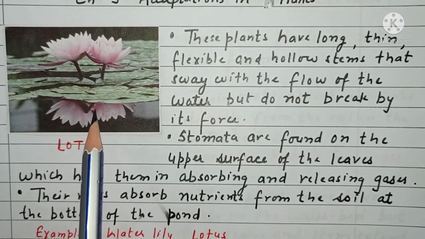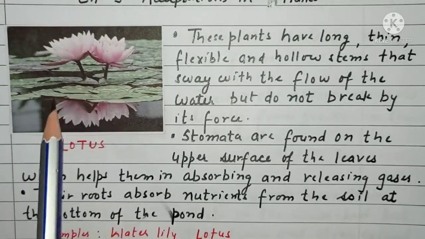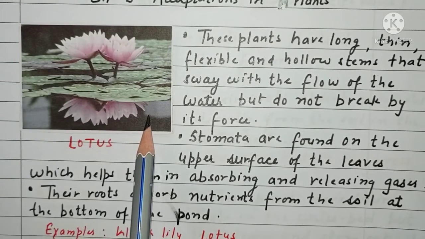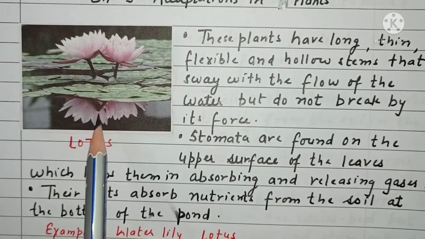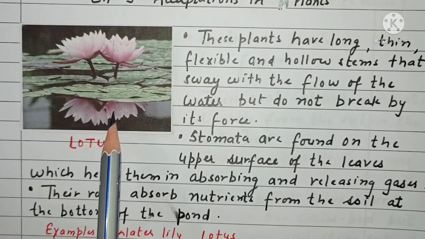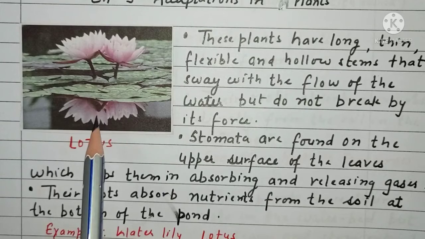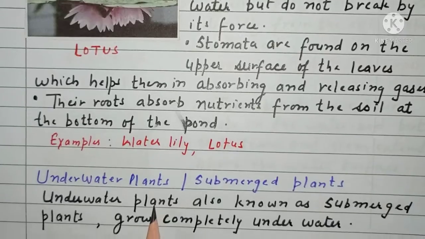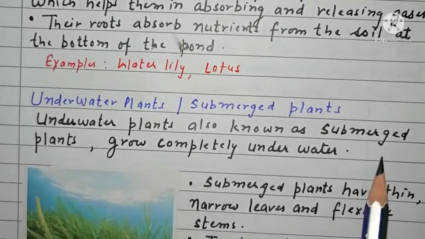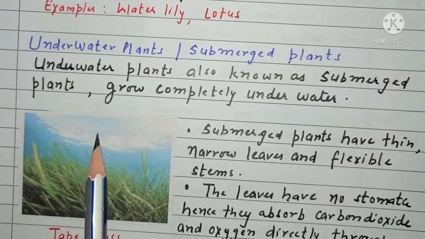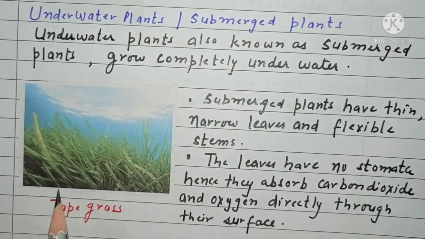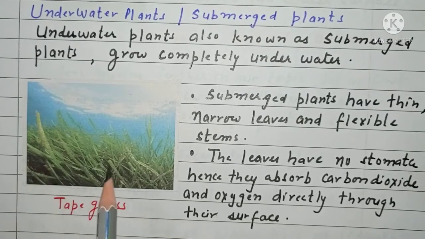And here the stomata are found on the upper surface of the leaves which helps them in absorbing and releasing the gases. And the roots of these plants absorb nutrients from the soil at the bottom of the pond. Now, learning about the underwater plants which are also known as submerged plants, these plants grow completely underwater.